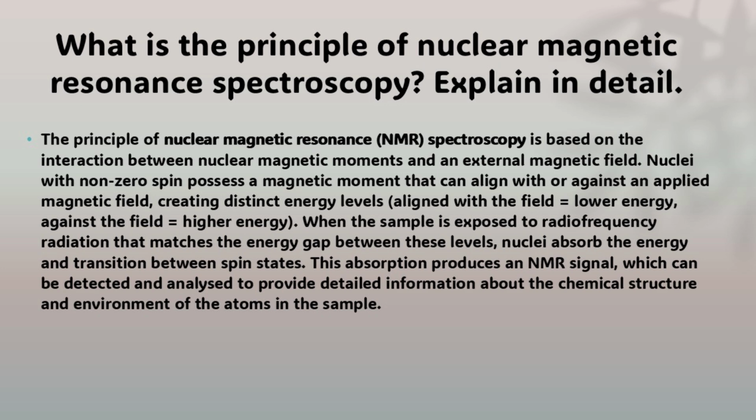The two states differ by a fixed energy gap, which depends upon the strength of the external magnetic field acting on the nuclei. When the sample is exposed to radiofrequency radiation that matches the energy gap between these levels, nuclei absorb the energy and a transition between spin states takes place. This absorption produces an NMR signal which can be detected and analyzed to provide detailed information about the chemical structure and environment of the atoms in the sample.